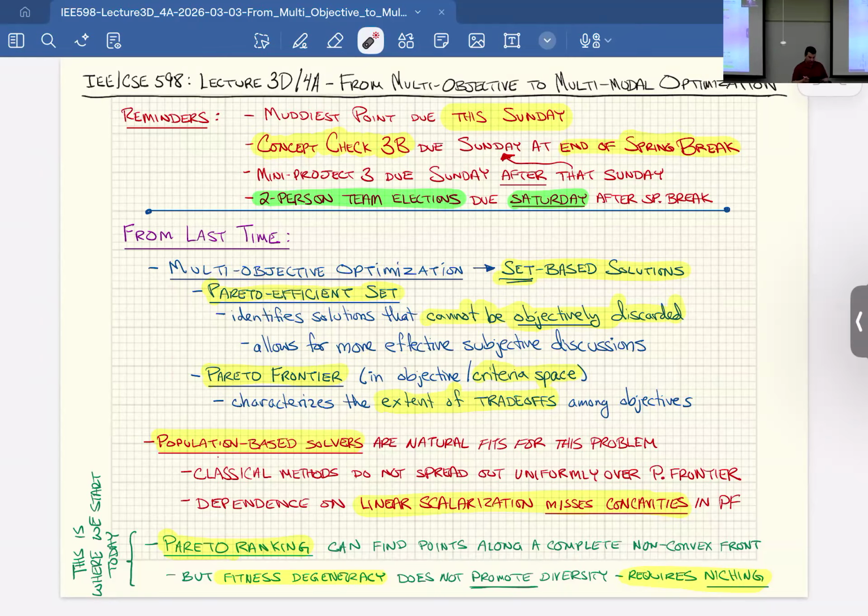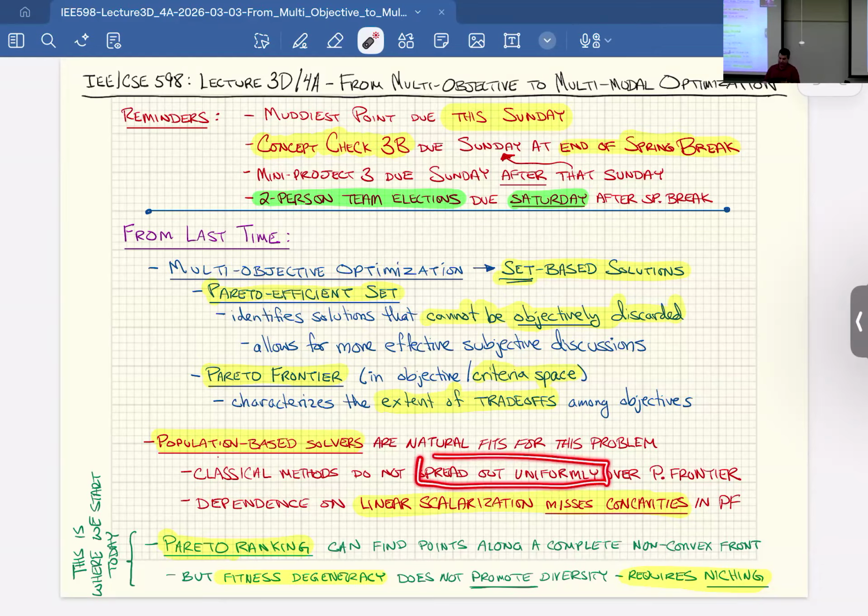So there are classical methods that we talked about that do that, like VEGA and random weight GA. Those showed that it was possible to produce Pareto frontiers through evolutionary algorithms. But they didn't spread out very uniformly over the Pareto frontier. They often would cluster near single objectives. And if you had non-convexities or concavities in a Pareto frontier, then these early methods completely missed those.